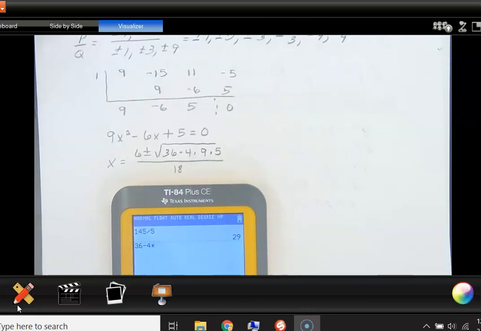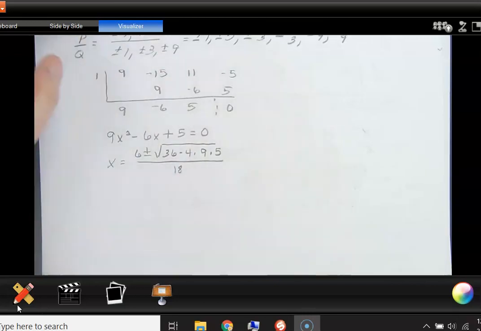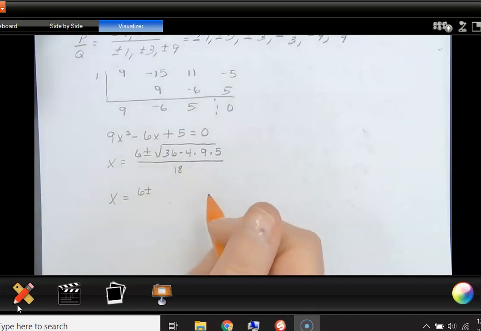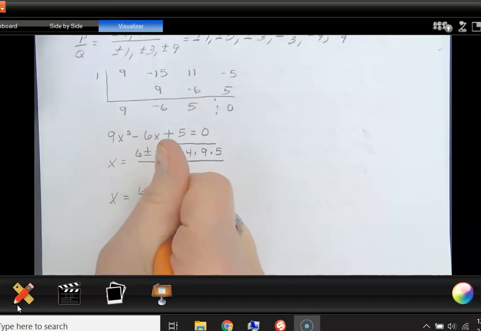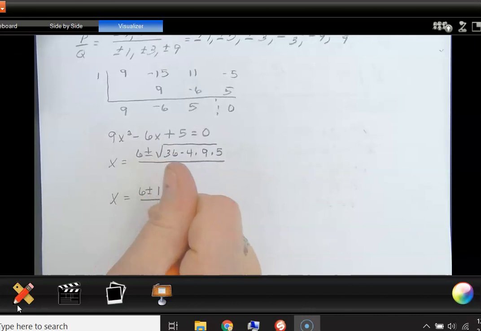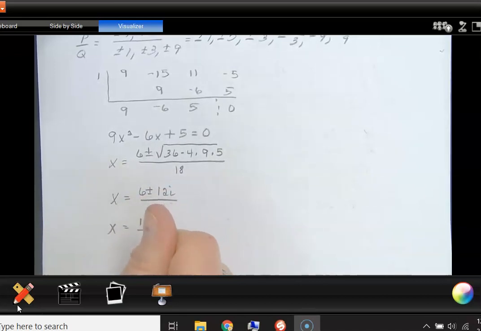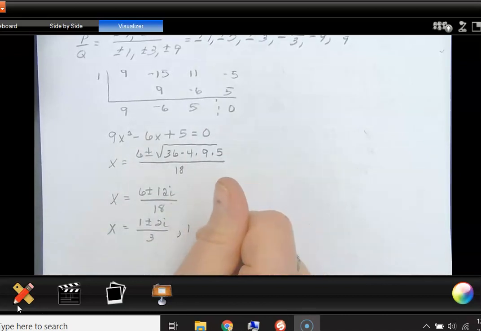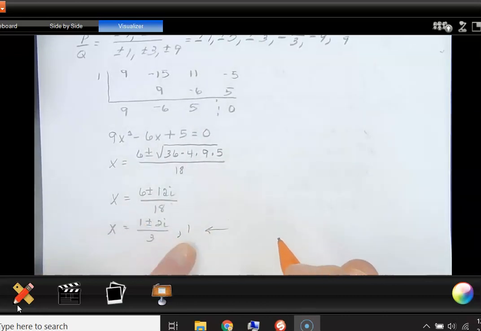I'm finding the discriminant now. I know it's going to be negative, right? Negative 144. So x equals 6 plus or minus the square root of negative 144, which is 12i, over 18. Everything there is divisible by 6, so 1 plus or minus 2i all over 3 is two of your zeros, and 1 is the other zero. These are all your zeros.